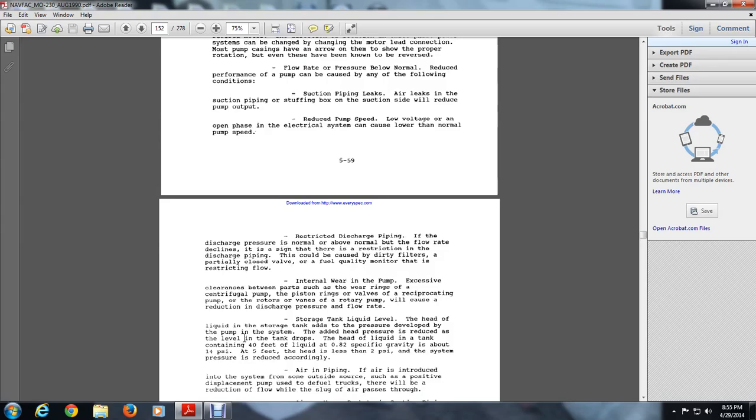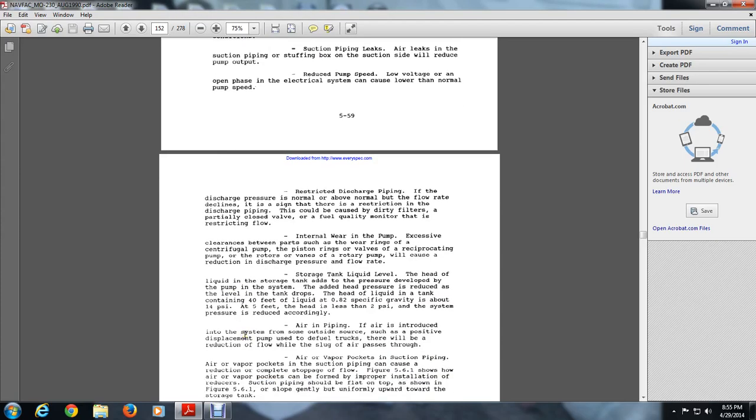The storage tank liquid level: the head of the liquid in the storage tank adds to the pressure developed by the pump in the system. The added pressure is reduced as the level in the tank drops. A tank containing 40 feet of liquid of 0.82 specific gravity adds about 14 psi. At 5 feet of head, it adds less than 2 psi, so the system pressure is reduced. Air in the piping, introduced to the system from outside sources, in a positive displacement pump used for a defuel truck, will cause a reduction of flow while the slug of air passes through.